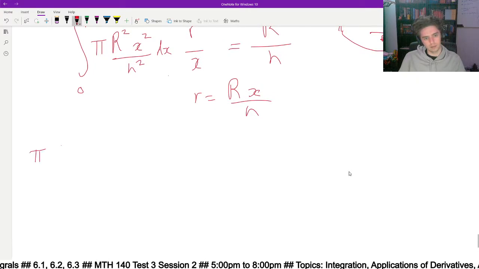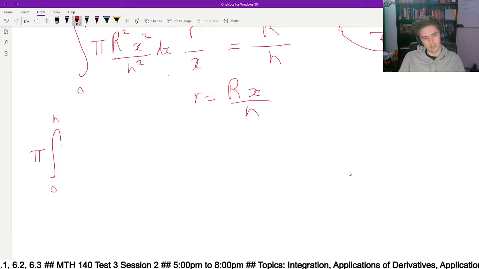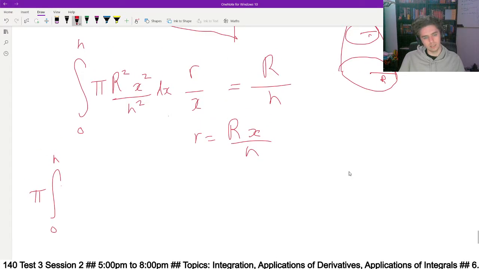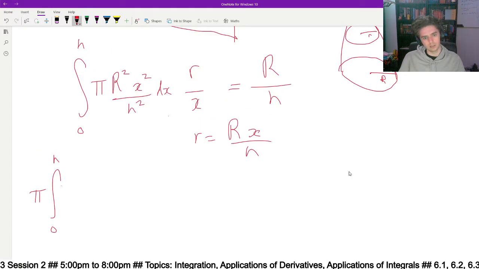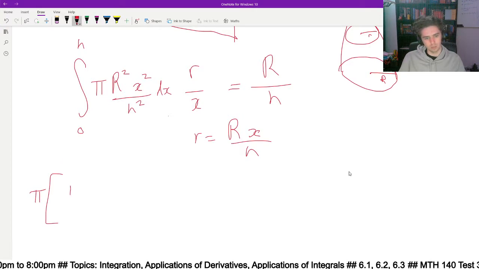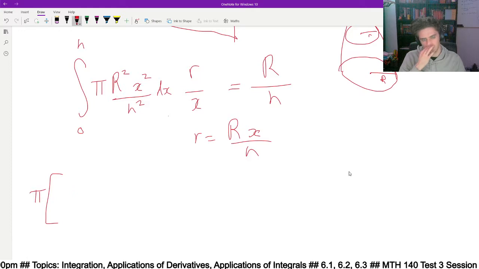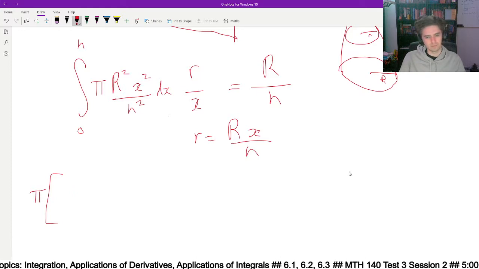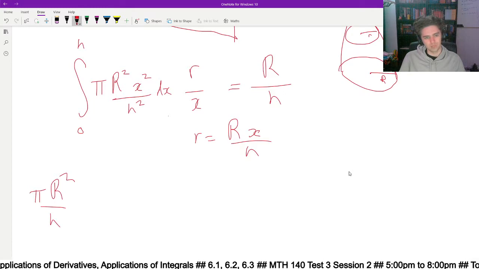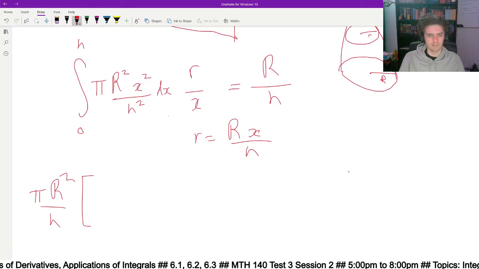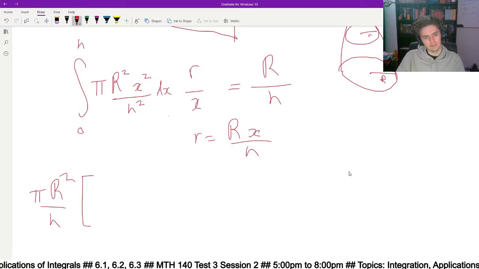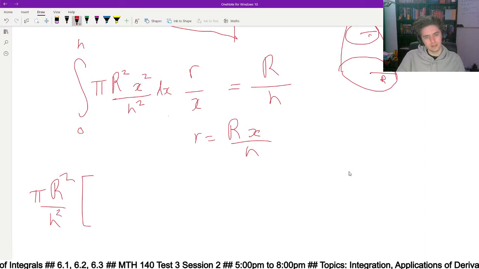And so I'm going to take that integral. I'm going to pull the pi out to the front. I'm going to take that integral from 0 to h. And I can actually just integrate now, right? All these things are constants. I think I can actually take out R squared over h squared too. And so all that's left inside is x squared dx.